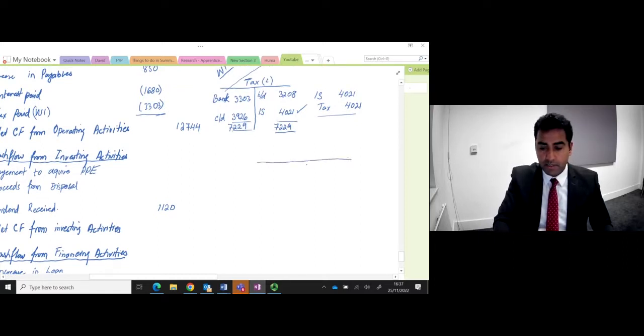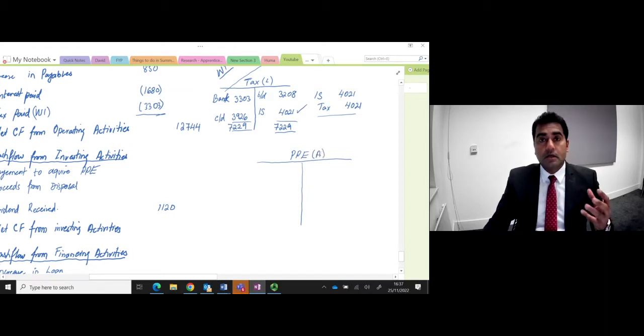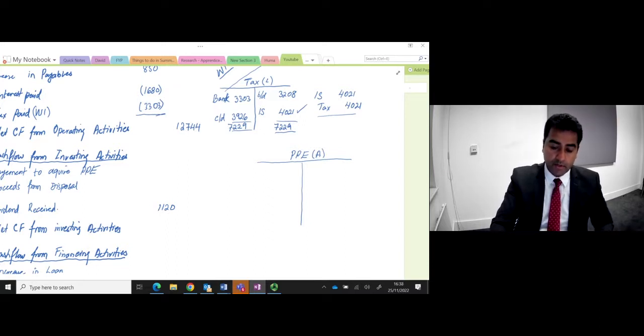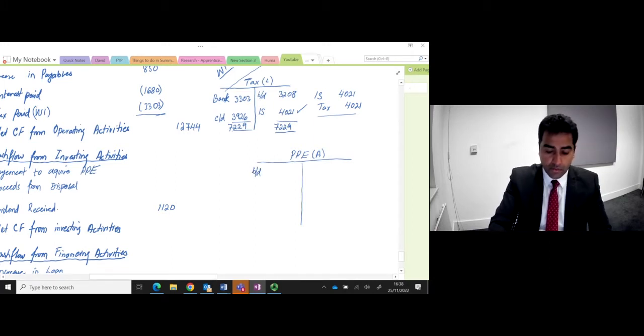So I'm going to open a T account and I'm going to call it property, plant and equipment. And because it's an asset account, the opening balance will appear on the debit side of the property, plant and equipment account. I have shown you the figures in the statement of financial position. So the brought down balance will appear on this side, which is 25,150. Draw the lines here. The closing balance of the property, plant and equipment is appearing on the credit side.